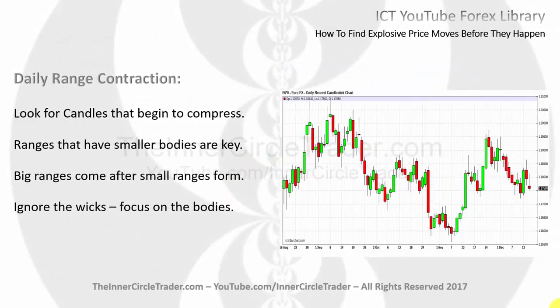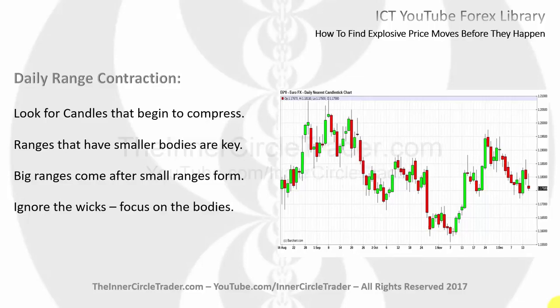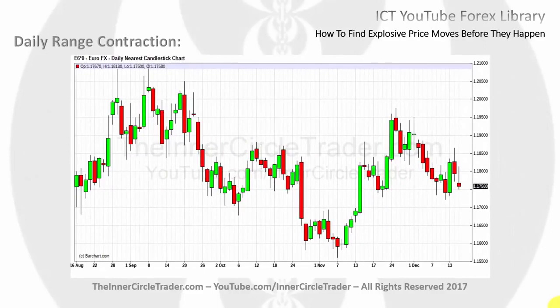Okay, now obviously, as I said with the weekly range, everything is the same for a daily range contraction. So without repeating myself, I have it here for your notes, but let's take a look at a couple examples from the daily perspective.